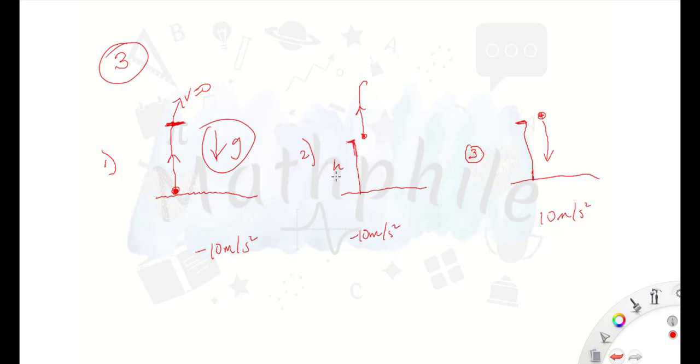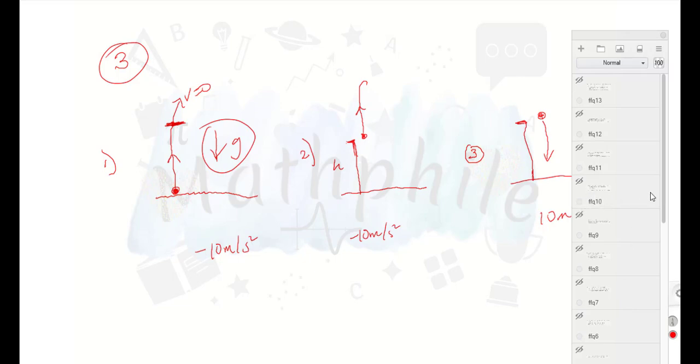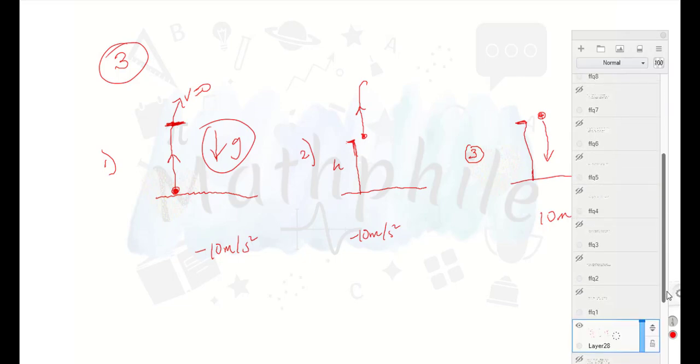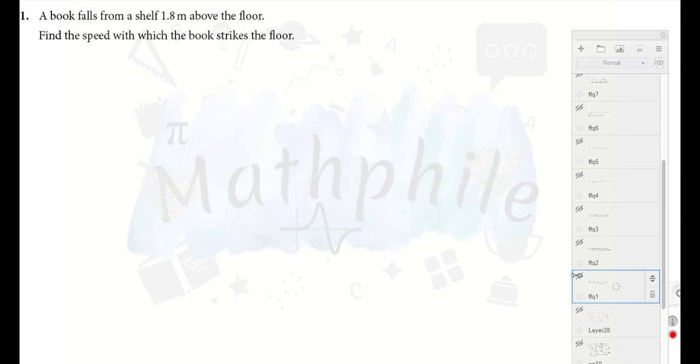So the three main things, three scenarios. You should know the direction of motion that affects the sign of acceleration, and also you should know that at maximum height, velocity is zero. These are the three basic things you need to know when it comes to vertical motion. So let's see our very first question, question number one.